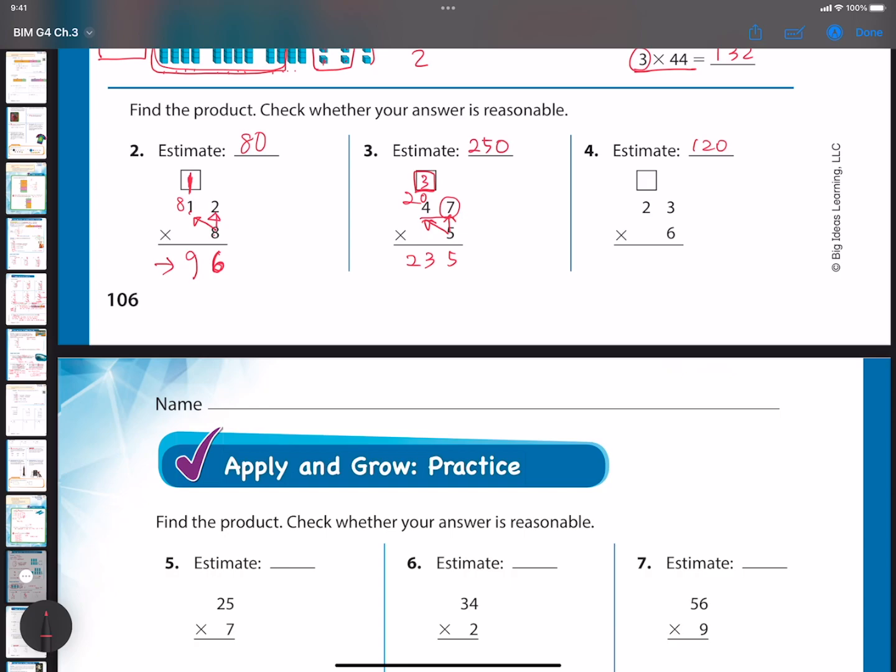Correct. And then let's go ahead and find the product. So now 6 times 3 is what? Yes, 18, right? And then now we need to move on to tens place. 6 times 2, 12. Now 12 plus 1, 13. Okay. So now you need to check your sum, your estimate and your product. How about that? Yes, your product is reasonable since your estimate and product are close enough.